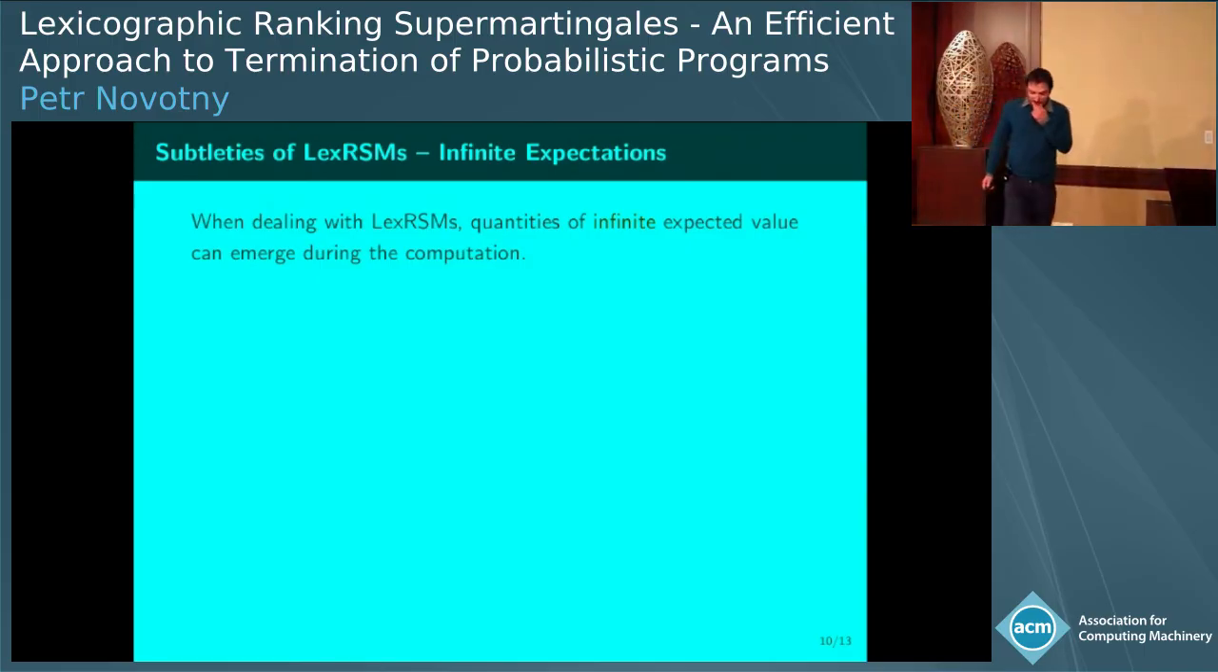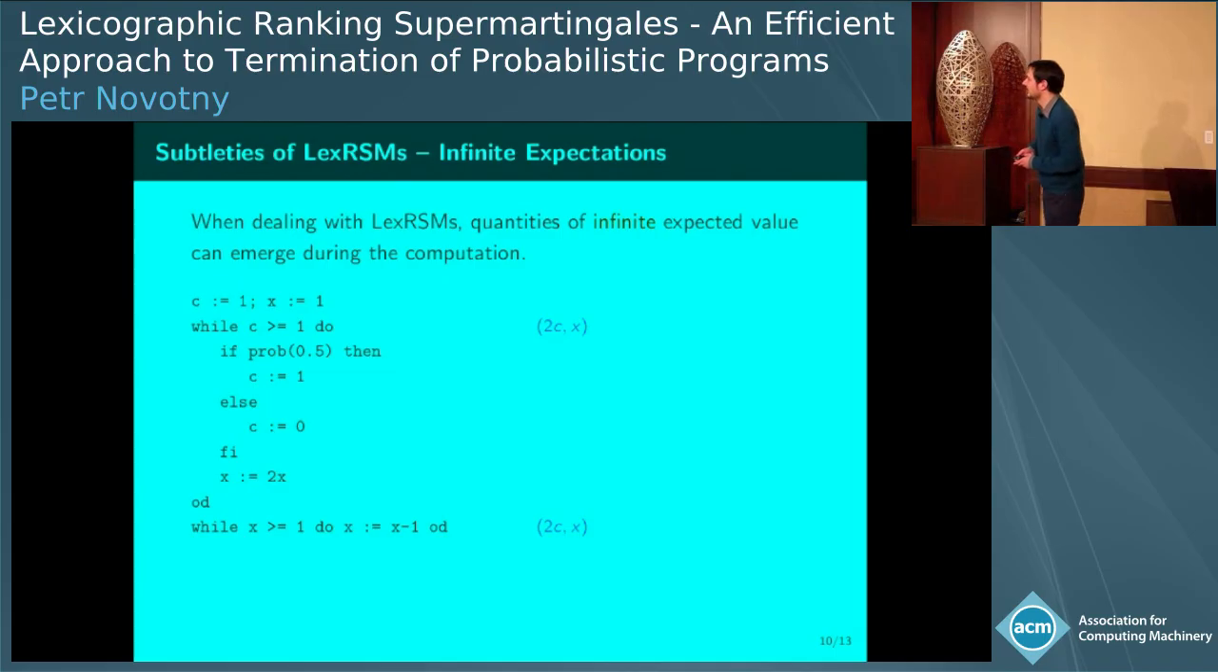thing that can basically happen only in the probabilistic world is that, for example, when we want to prove the correctness of these lexicographic RSMs and we are doing computations with these objects, then what can happen is that quantities of infinite expected value pop up during the computations, which somehow makes things harder. And this can be illustrated on a nice simple example, which was again taken from some previous literature where it was used in a bit different context.